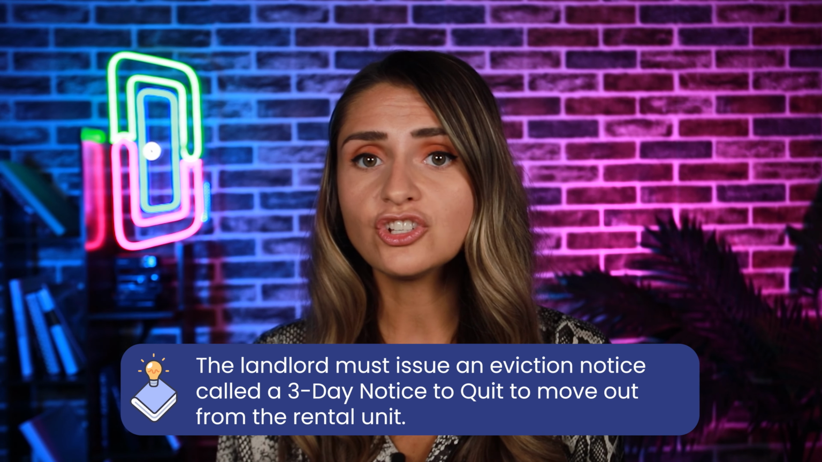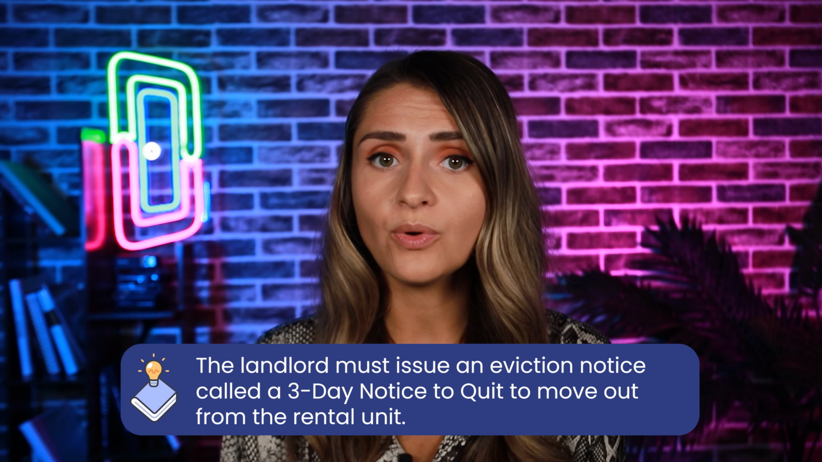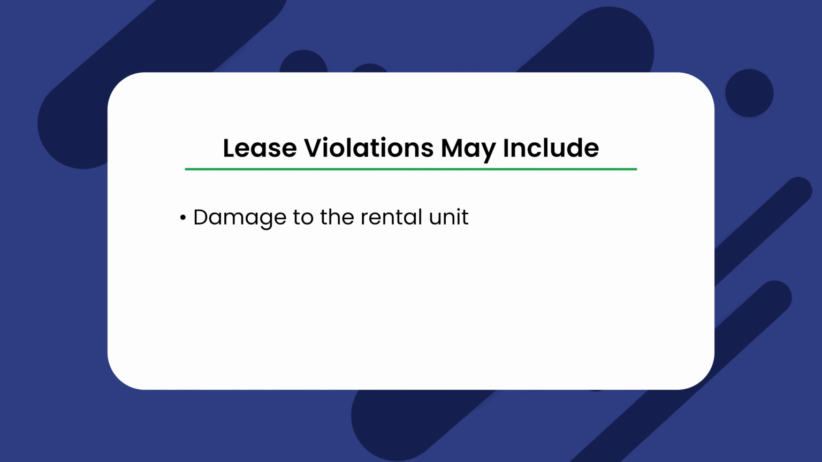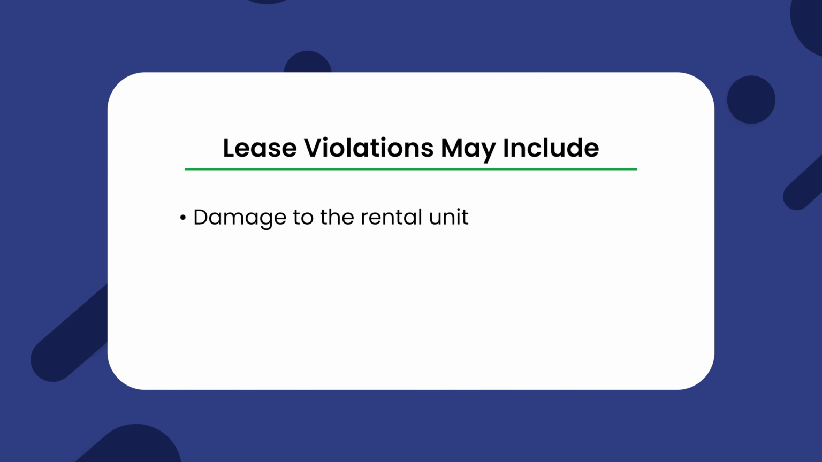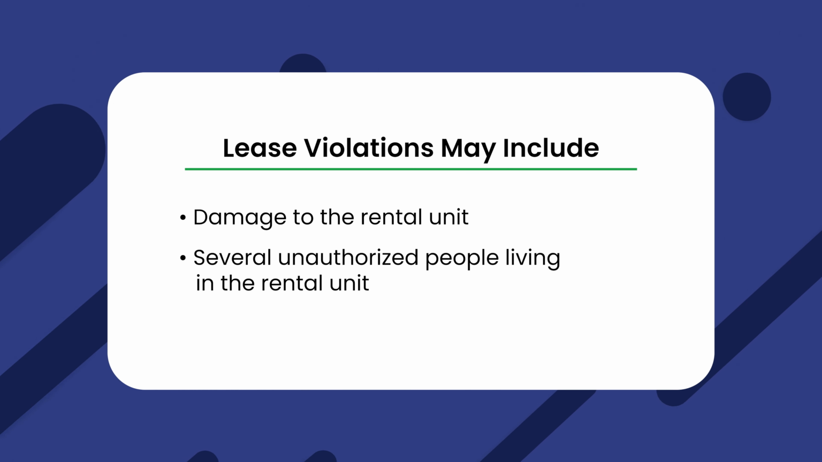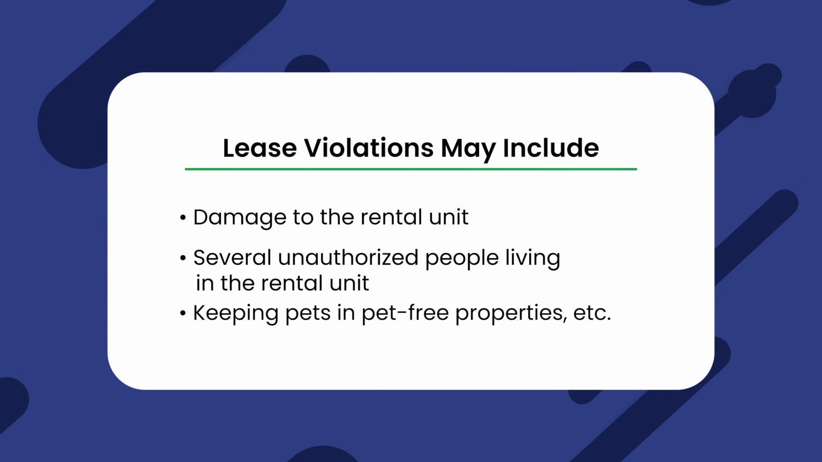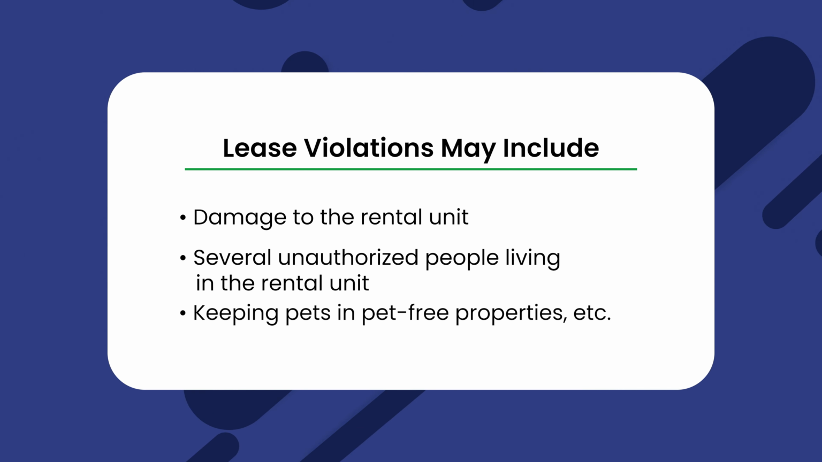If a tenant breaches a term from the written lease agreement, the landlord must issue an eviction notice called a 3-day notice to quit to move out from the rental unit. A landlord is not legally obligated to allow the tenants to resolve the issue or problem before presenting them with the notice to quit. Lease violations may include damage to the rental unit, several unauthorized people living in the rental unit, and keeping pets in pet-free properties, etc.